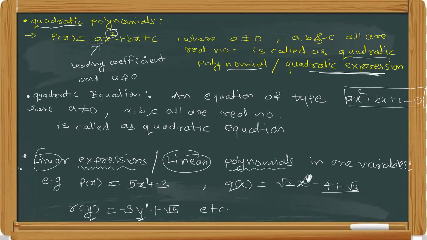First, we must have learned linear expressions and then quadratic expressions. We first noted down quadratic expressions, polynomials, and then quadratic equations. And now we are thinking about linear expressions and equations. So note down these two definitions in that sequence. Once done, tell me.